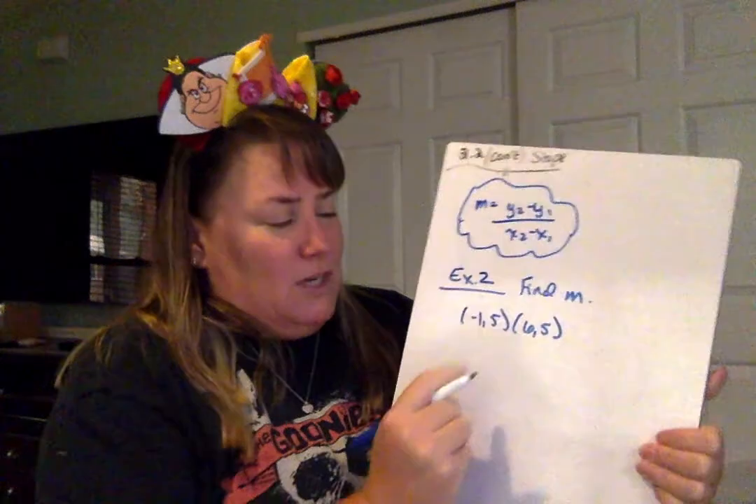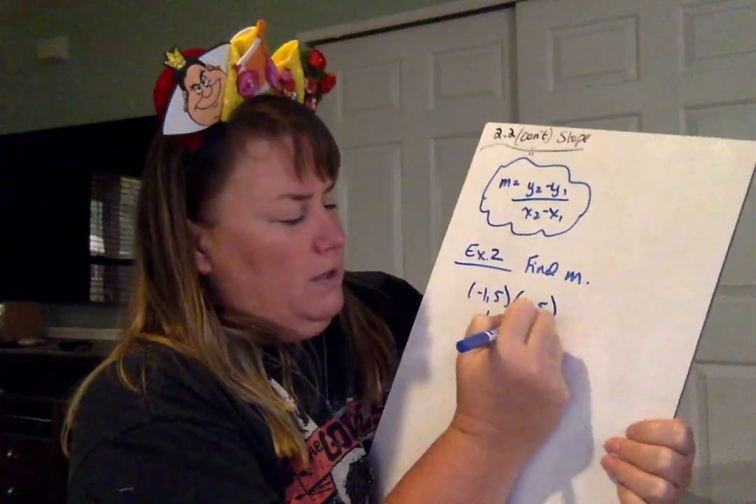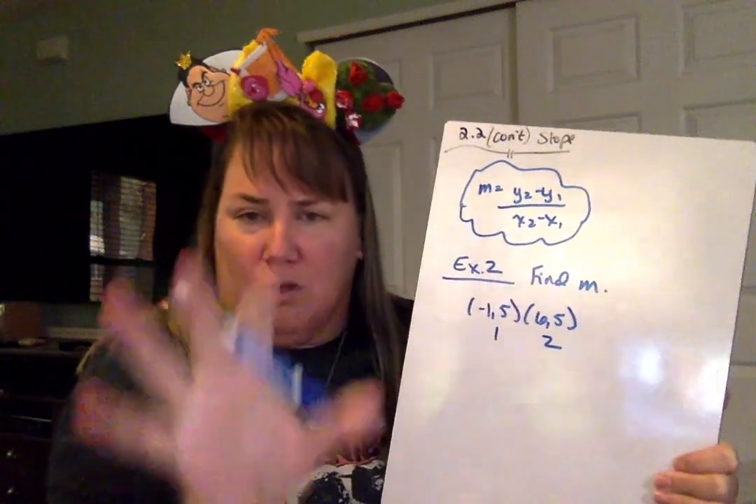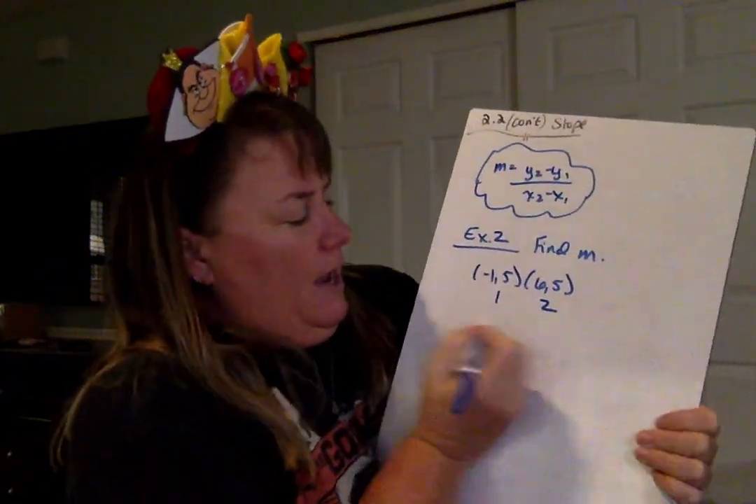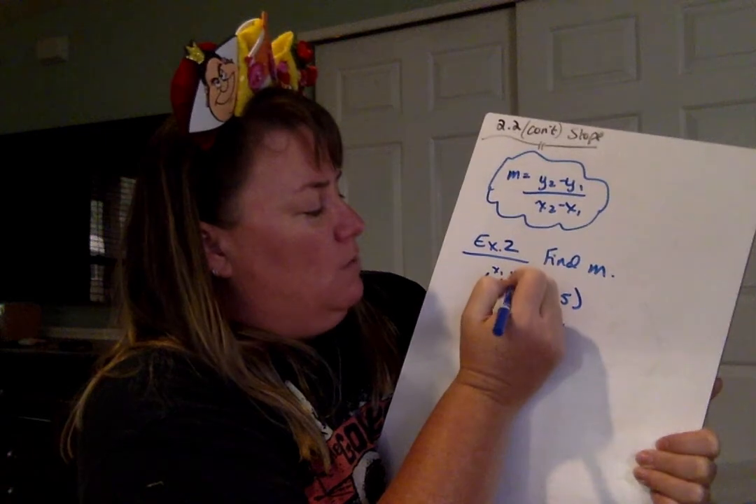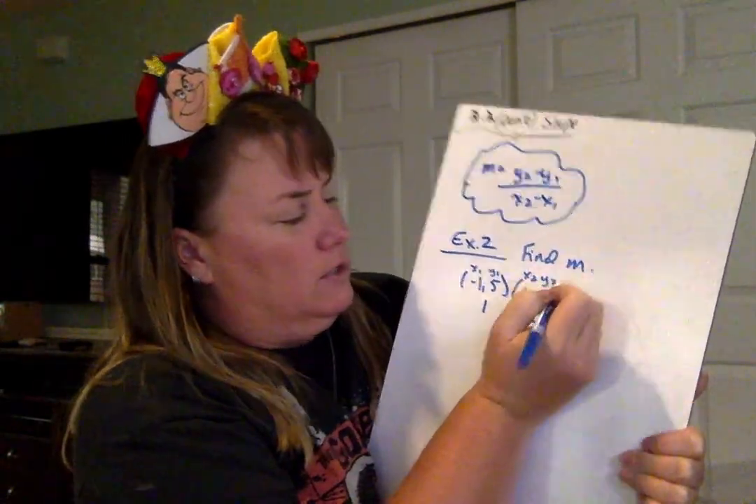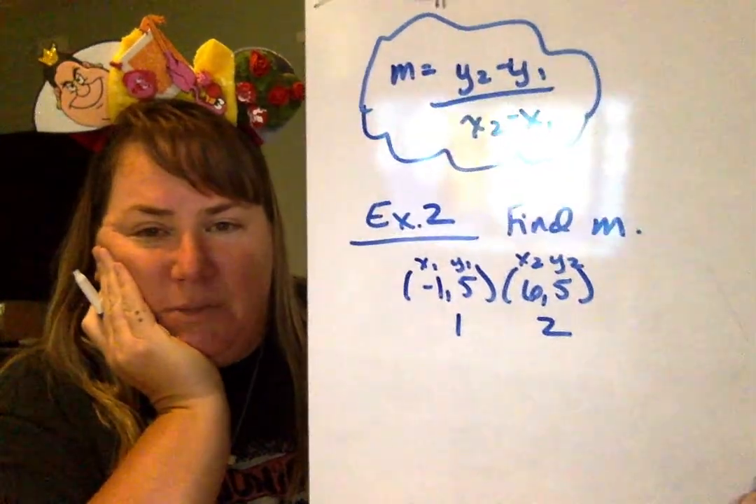All right, first thing first, label them. 1, then 2, but remember, it doesn't matter if you do 2, then 1. It does not matter if you do your math correctly. All will be good. And in couple 1, we have x1 and y1. And in couple 2, we have x2 and y2. So I just labeled them.